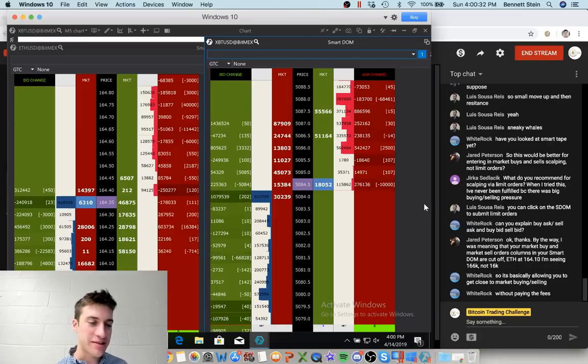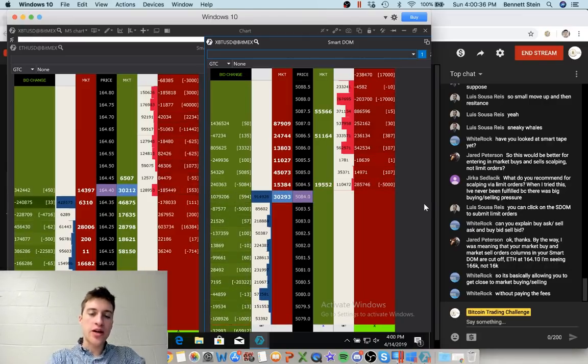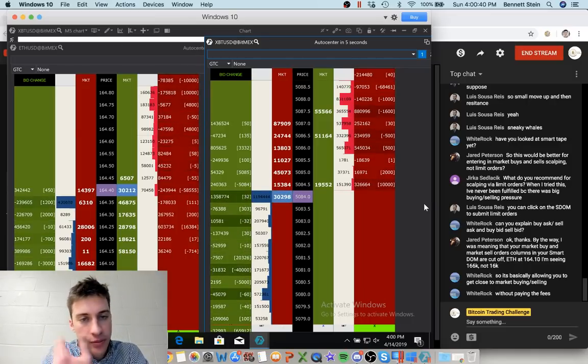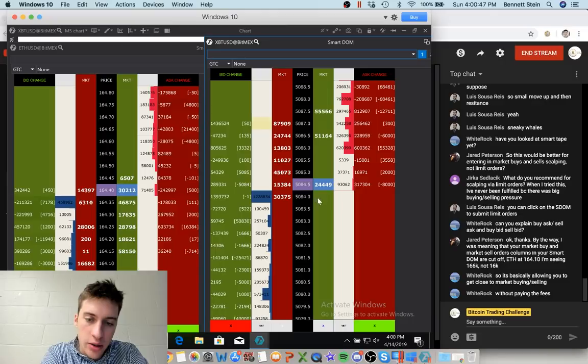Okay, tangent over. All right, let's take another look at the DOM, and I want you guys to tell me, do you see more buying pressure or more selling pressure? Bitcoin went down. We had a large amount of selling, and it looks strong here. We have some gaps here in the DOM.